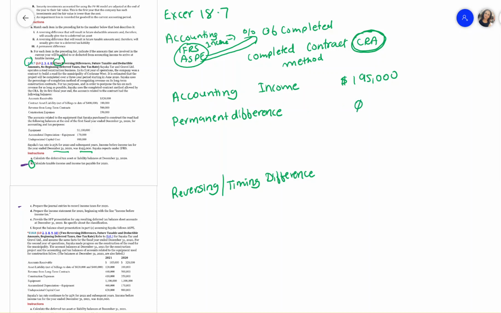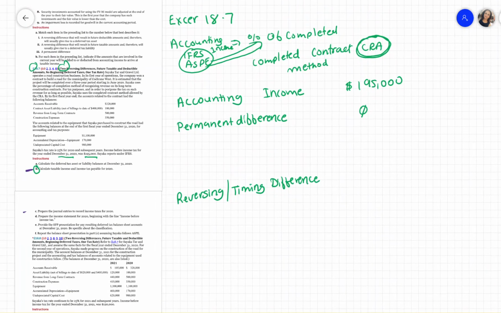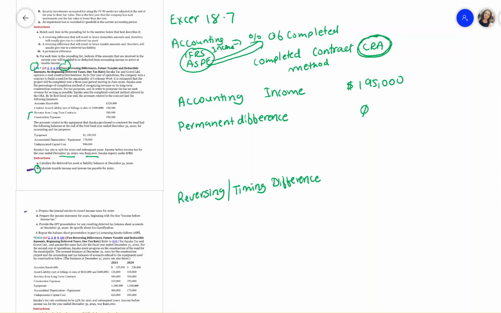So if I look at it now, the first one is the difference between the percentage of completion method used to record the revenue and the completed contract method. Let's look at that. We only look at two accounts: revenue and expenses. Revenue minus expenses is your gross profit. So I'm just going to put gross profit. What they recorded was under the percentage of completion method, which is used to calculate your accounting income.